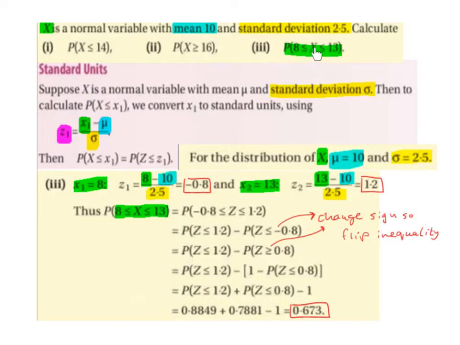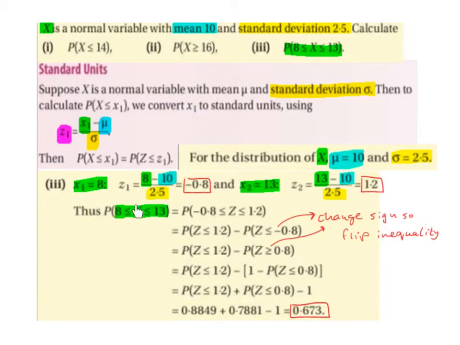Part 3, the probability that x lies between 8 and 13. Again, we'll use our standard units formula. For the distribution of x, the mean is 10 and the standard deviation is 2.5. For x1 equal to 8, we have z1 equals 8 minus the mean, which is 10, divided by the standard deviation, which is 2.5, which gives us minus 0.8. And for x2 equal to 13, we get z2 equal to 13 minus the mean, which is 10, divided by the standard deviation, which is 2.5, which gives us 1.2.